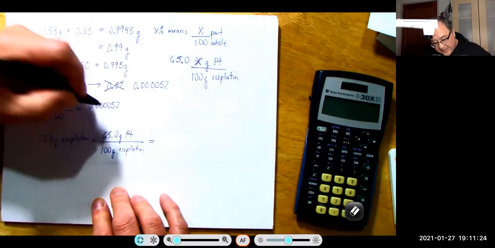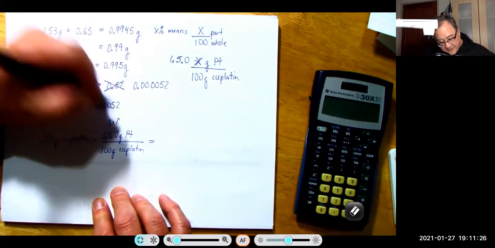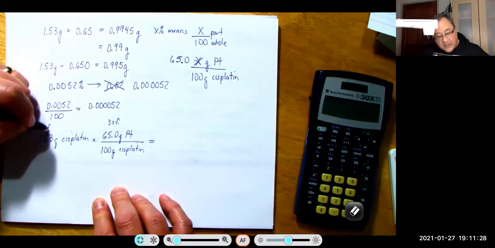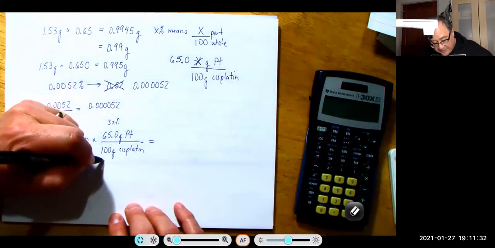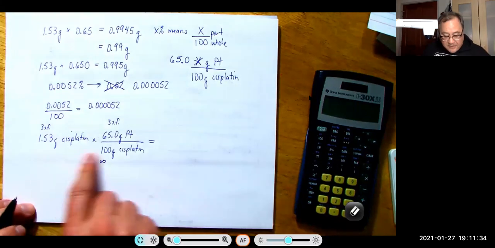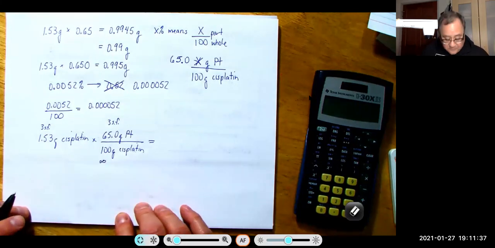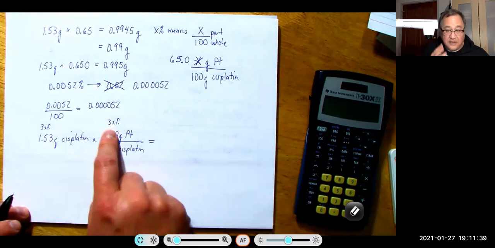Now, this has 3 significant figures. This has 3 significant figures, and the 100, because that's a definition of percentage, has an infinite number of sig figs. How many significant figures are we allowed? 3, 3, infinity. We're allowed 3.